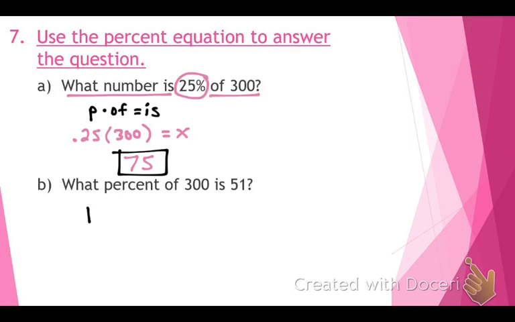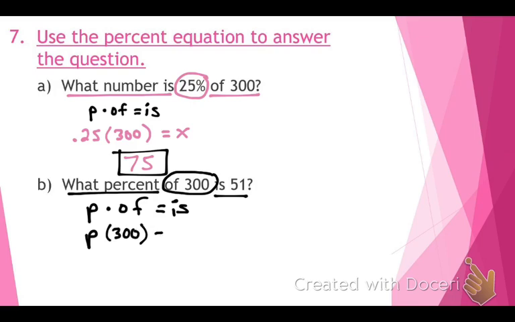This one we're doing the same kind of thing. We're going to use the percent equation. So we want to start with P times of equals is. Looking for what percent? This is my of, and that is my is. What's the percent, guys? P. Okay, I'm going to keep it as a P. What's my of? 300. What's my is? 51. How do I get P by itself? Divide by 300 on both sides.